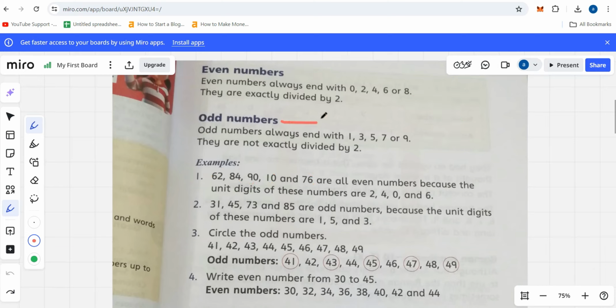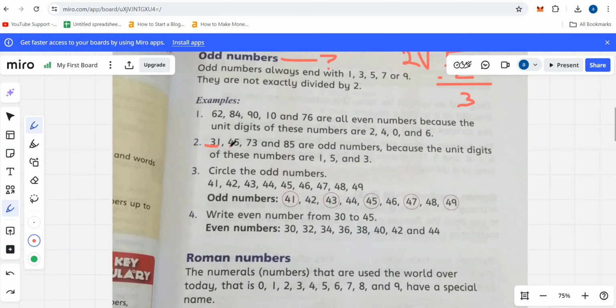Now, coming to odd numbers, what are they? These are the numbers which are not completely divided by 2, and the remainder is not 0. Now, if you consider 31, 45, 73, and 85, these are all odd numbers because the unit digits are 1, 5, 3 that are not completely divided by 2. So these numbers are odd numbers. I hope you understood now what odd and even numbers are.